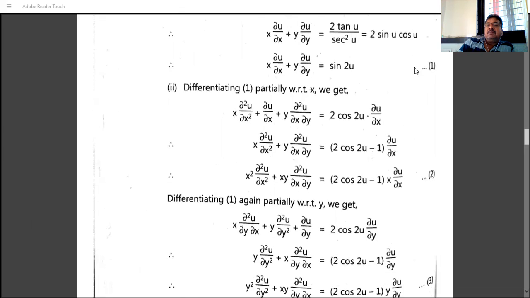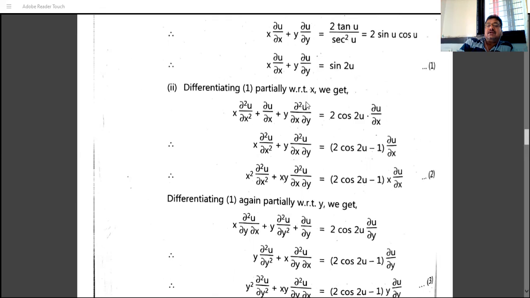Okay. So differentiate one partially with respect to x and y, multiplying by x and y, and then add 2 and 3. So it is the same procedure that is used in the corollary of Euler's theorem. So differentiate this equation 1 partially with respect to x. So x ∂²u/∂x² plus ∂u/∂x into the derivative of x, which is 1. So u into v rule.